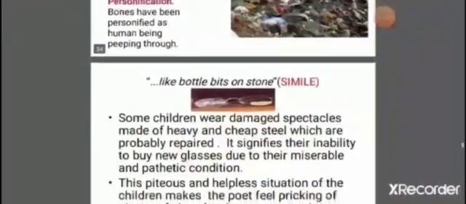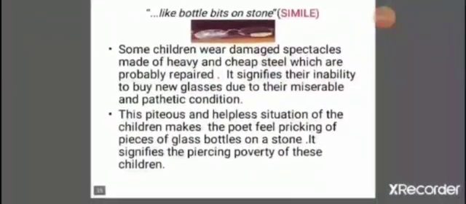And now if we move further, he says that some children wear damaged spectacles made of heavy and cheap steel which are probably repaired. It signifies their inability to buy new glasses due to their miserable and pathetic condition. This piteous and helpless situation of the children makes the poet feel pricking of pieces of glass bottles on a stone.